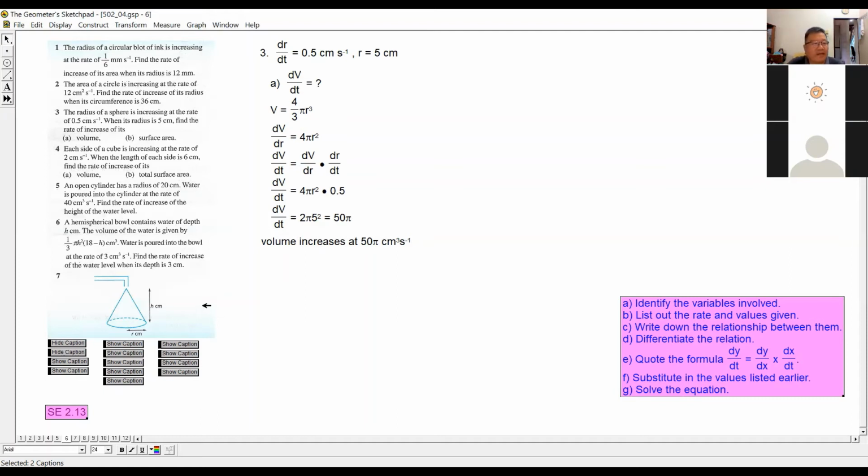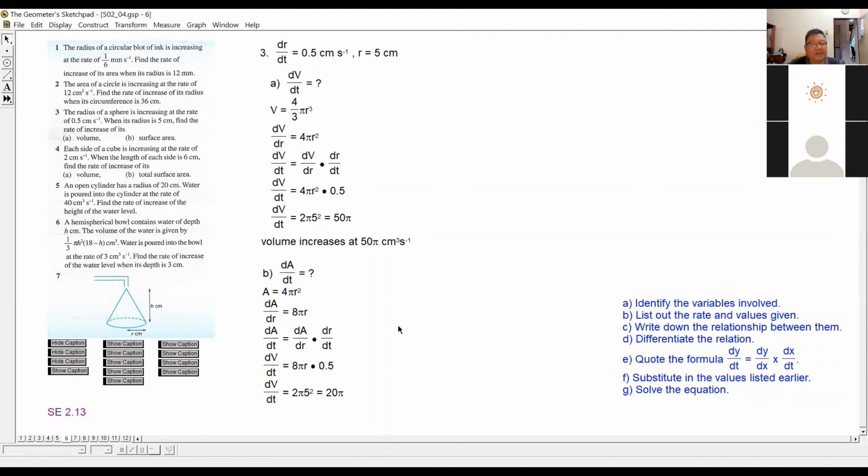So we have 5 minutes left. So now I show you part B. Part B, they ask you to find the rate of increase of its area. So that means they want to find what? dA over dt. Correct.